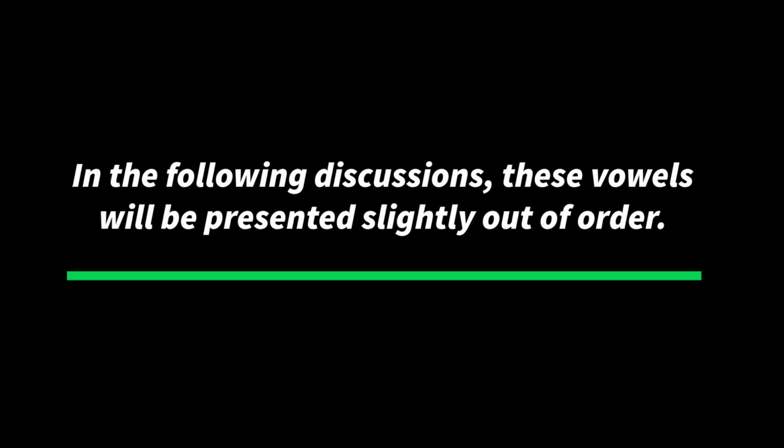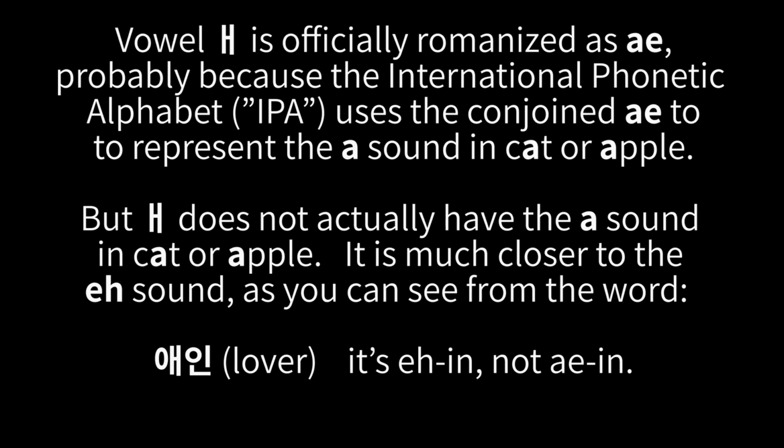In the following discussions, these vowels will be presented slightly out of order to facilitate the discussion. Vowel ae is officially romanized as AE, probably because the International Phonetic Alphabet uses the conjoined A and E to represent the A sound in words like cat or apple. But the Korean vowel ae does not actually have the A sound in cat or apple. It is much closer to the EH sound, as you can see from the word "ain". It's "ain", not "ain", right?